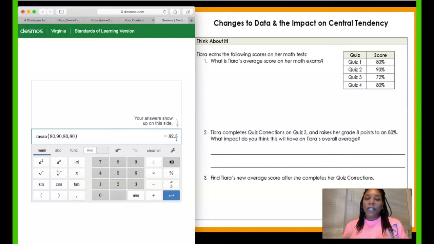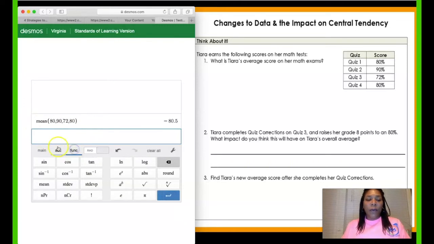Or if you want to physically see the difference, I'm going to change this back to 72. Of course, I can do the same thing that I did before. I place in my function, my mean, and then I place my data. This time I'm going to use the keyboard, 90. And then I have 80 because I replaced the 72 with 80 just so I can see the difference in my number. And I get 82 5/10%. Because remember, this is going to be in percent form. So I have 82 5/10% as my change.